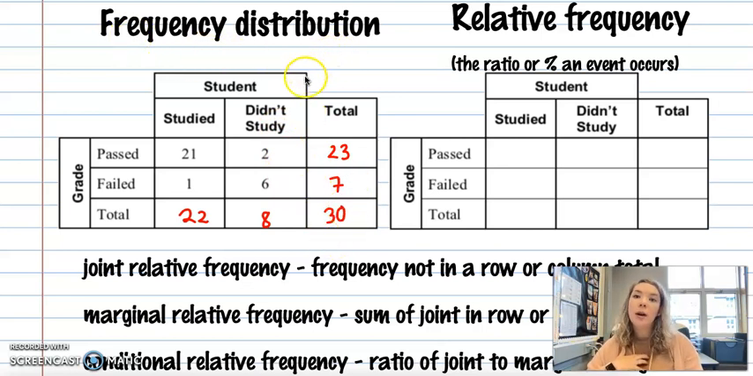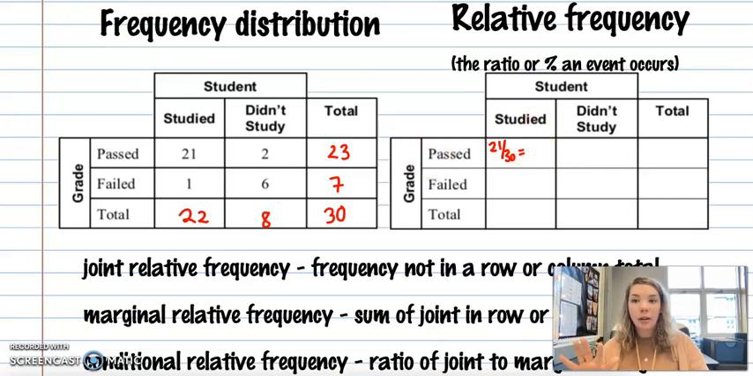Now, what we do after we have a frequency distribution is we tend to look at the relative frequency, because percentages are going to make our data more applicable to other situations if we can see what percentage of people, because not every class is 30 students, for example. It helps us apply our data to more situations. So if I want studied and passed, I would take 21 divided by 30 times 100 to get a percentage here.